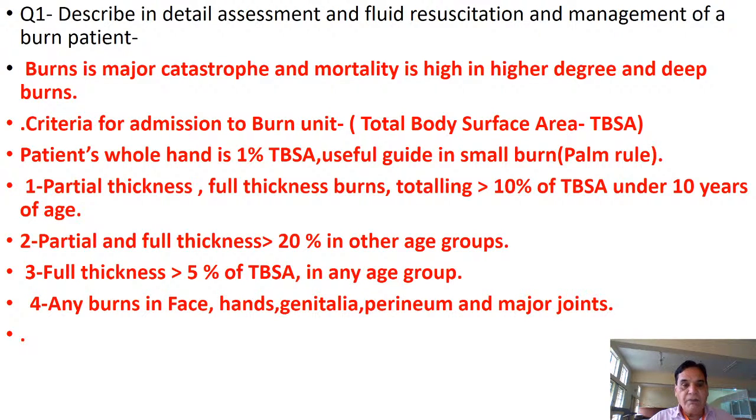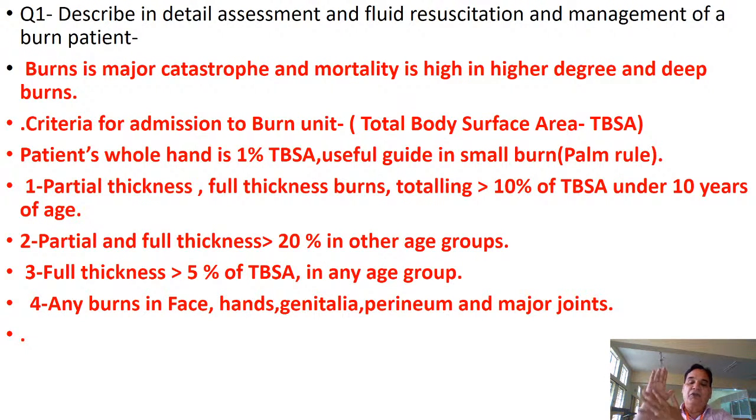The criteria for admission of a burn patient depend on total body surface area. This is TBSA. Just understand what TBSA 1% is. It is 1 to 3%. How do you calculate 1%? It is called the palm rule. And what is a palm? This palm of the hand.